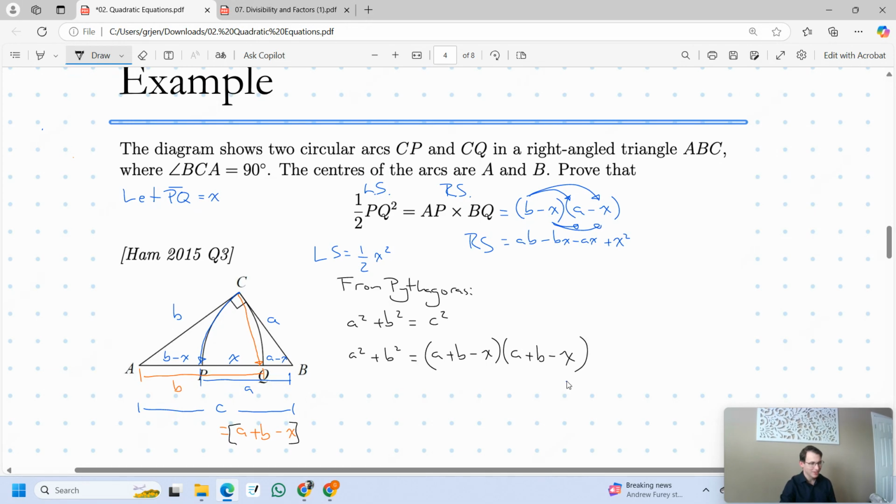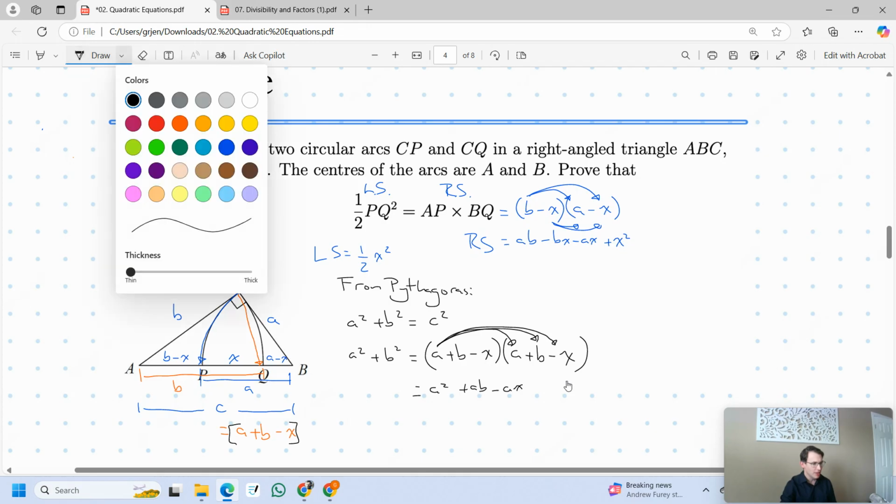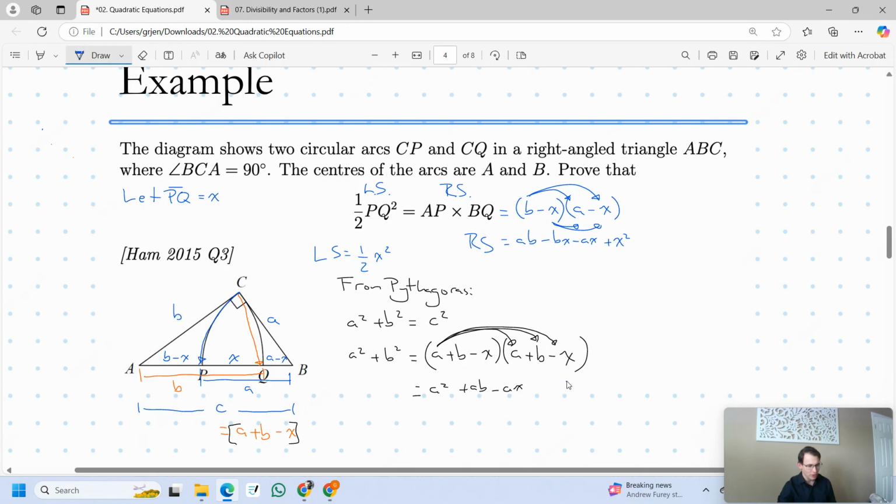Now let's square it. So we'll start with all the A's. That's A times A, that's equal to A squared. A times B is AB. And A times minus X is minus AX. Cool. Now, let's swap colors for ultimate clarity.